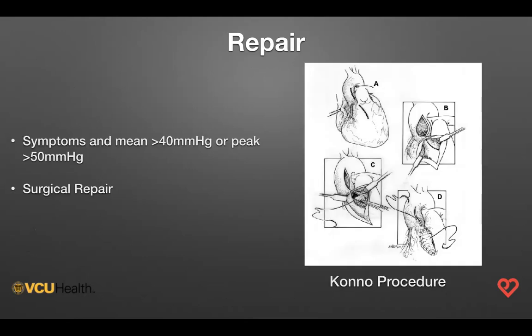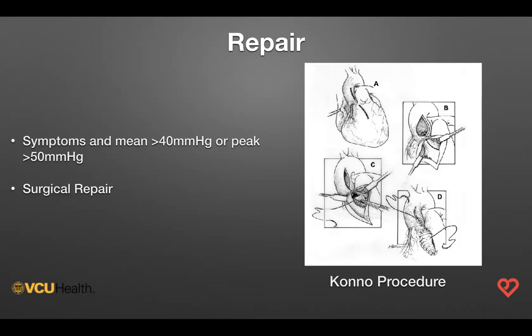Repair is indicated when you have a peak of 50 millimeters of mercury or a mean of 30. And you can have surgical repair. Initially in the adult population, often a membrane resection occurs. And what we have to understand is that about a third of the patients can get recurrence of their membrane. So don't be surprised if your patient has a resection; you need to continue to follow them with imaging and for symptoms because there can be a recurrence.